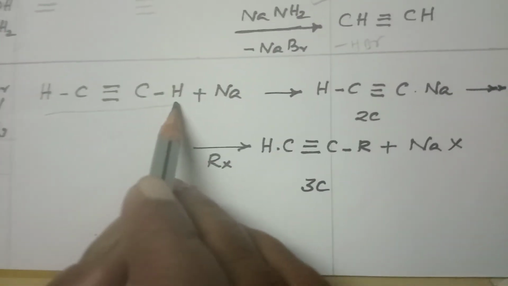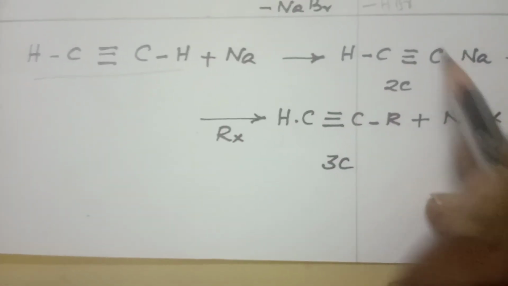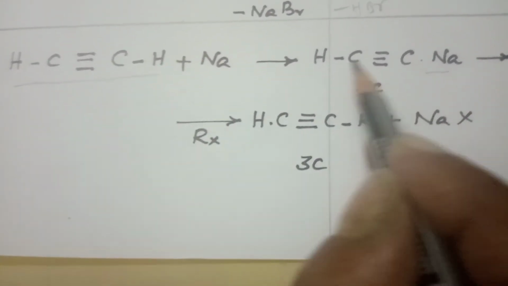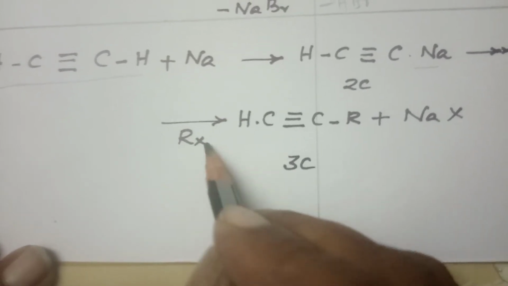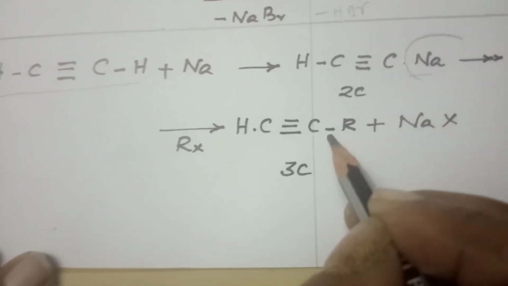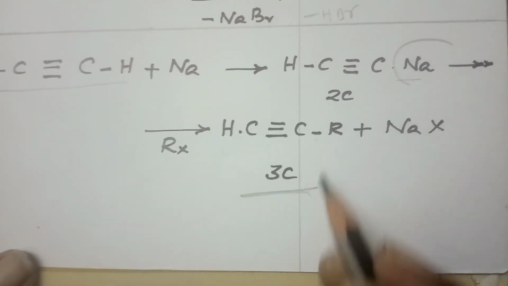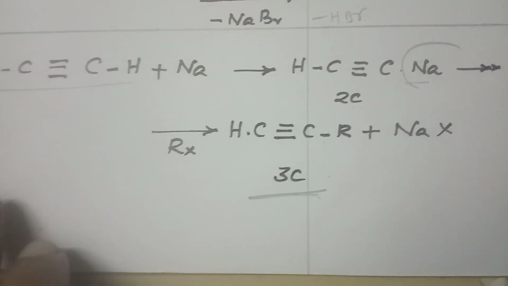Okay, let us see here. Now this is your ethyne with the sodium. It gives the first addition product, that is removal of hydrogen, and it gives this one, which has 2 carbon atoms, and it is treated with the RX. What is happening? The sodium is removed, RX is introduced, and this is 3 carbon. So the carbon number increases from 2 to 3 at the terminal position. This is the importance of the reaction.